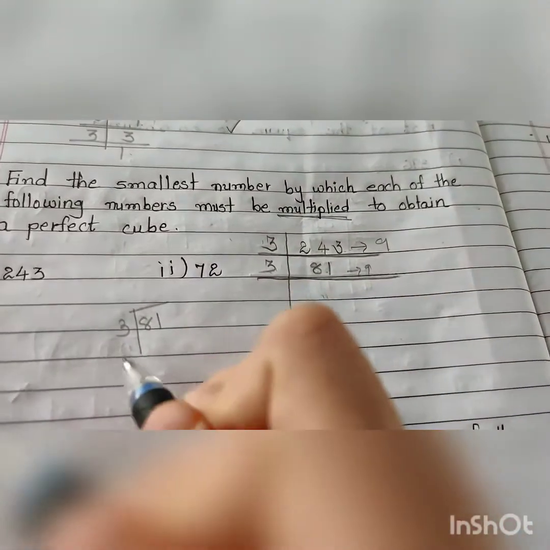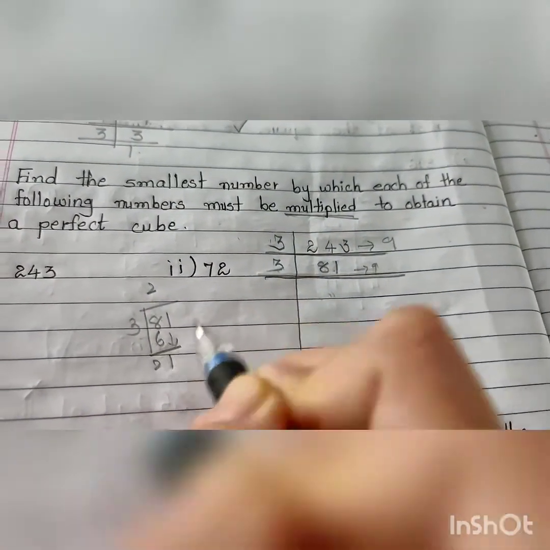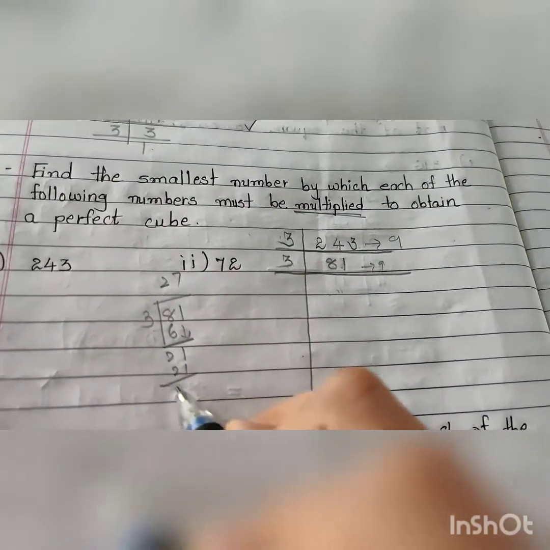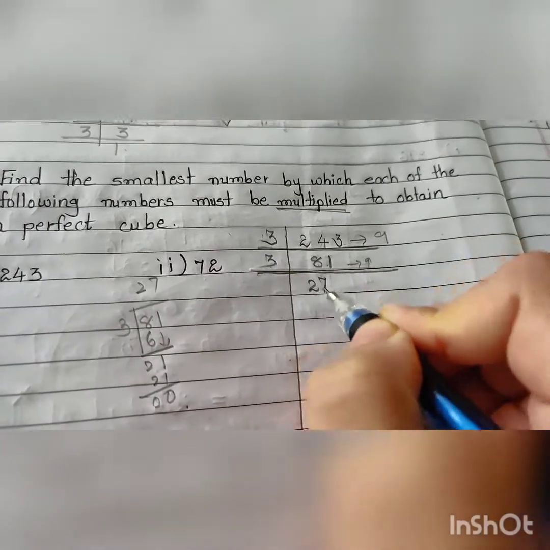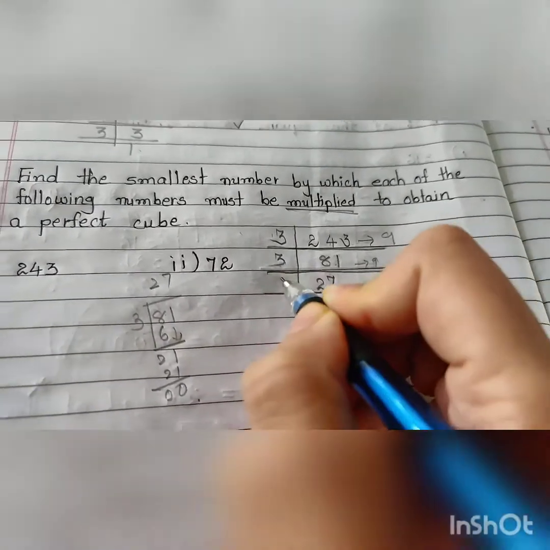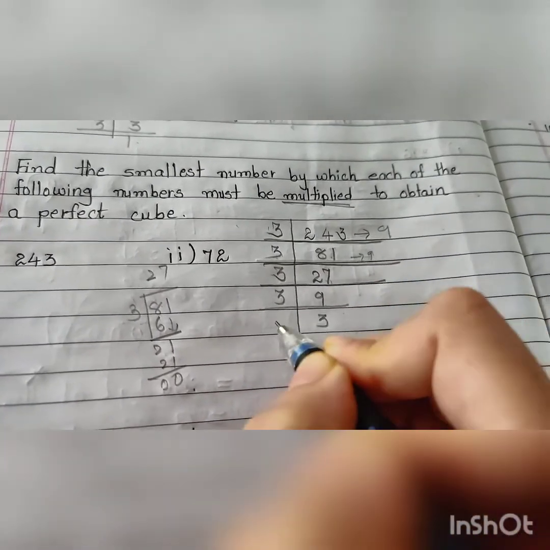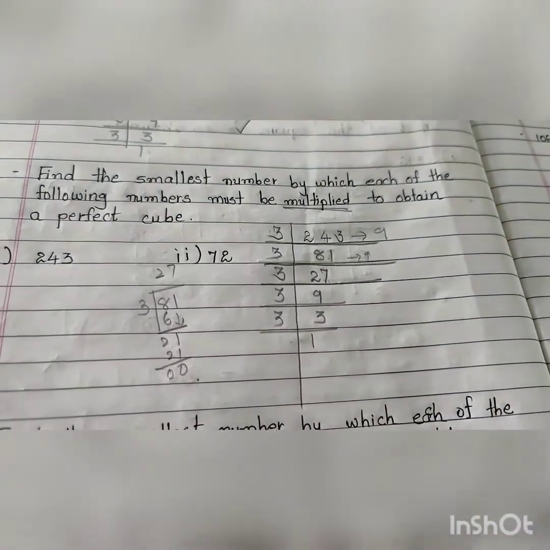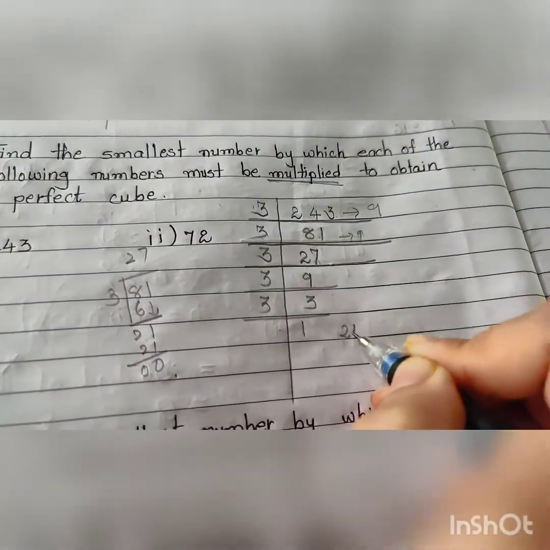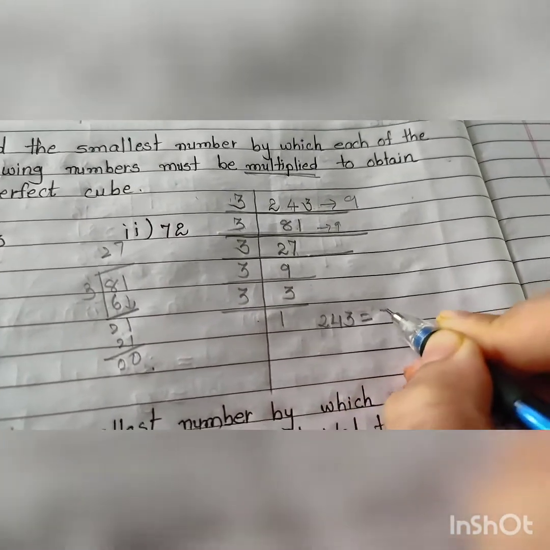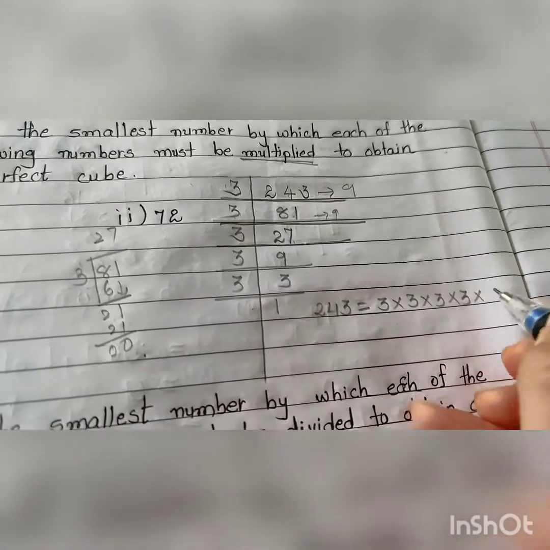ओके, नाउ लेट्स डिवाइड इट. 3 2s are 6, 2 1, 3 7s are 21. We got 0 here, means it is divisible. So 3 27s are 81. Then 3 9s are 27, 3 3s are 9, 3 1s are 3, right? Now write all the prime factors of 243. So 243 is equal to 3 into 3 into 3 into 3 into 3.